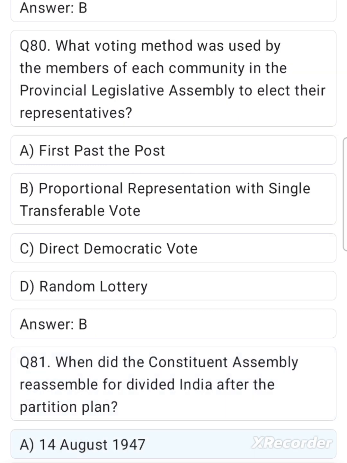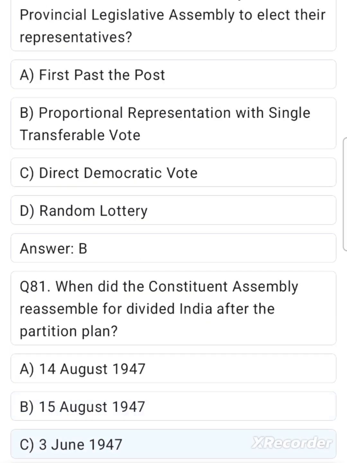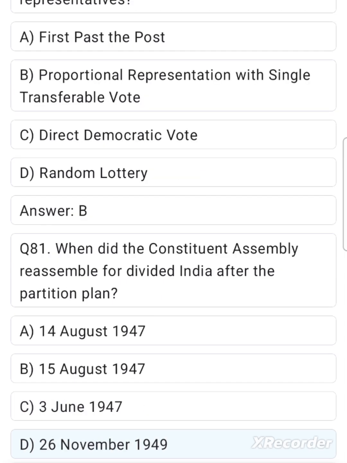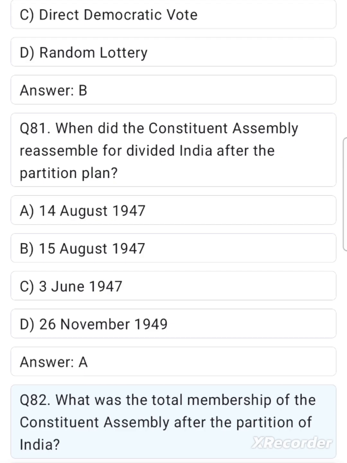A. The 14th of August 1947. B. The 15th of August 1947. C. The 3rd of June 1947. D. The 26th of November 1949. Answer. A. Q82. What was the total membership of the Constituent Assembly after the partition of India?